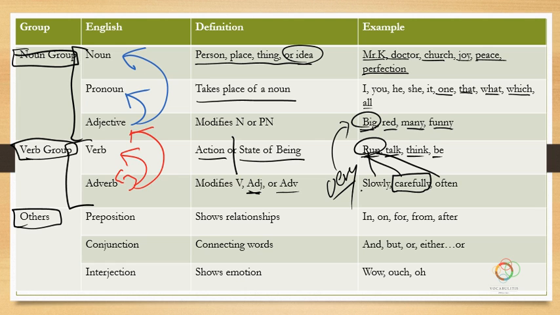Preposition, conjunction, interjection. These are the others. They're kind of minor words. Prepositions are words like in, on, for, from, after, and so on. Altogether, I think there are about 60 or so, possibly as many as 100, but most lists will give you about 60 common prepositions. These are words that show relationship between two words.